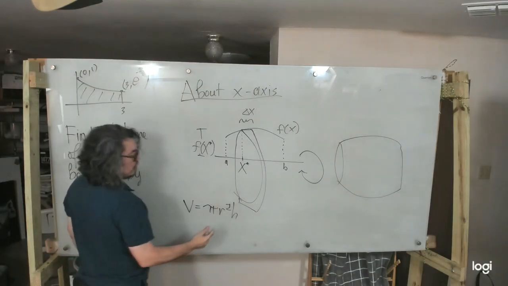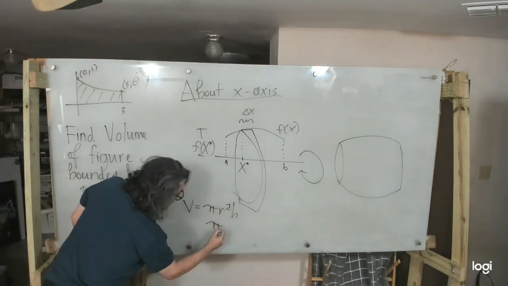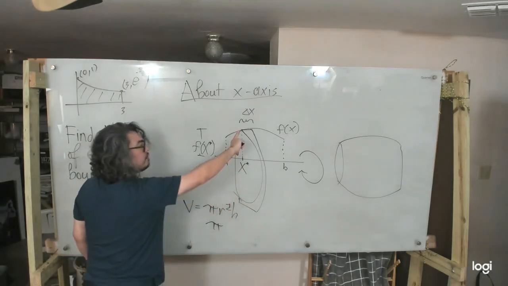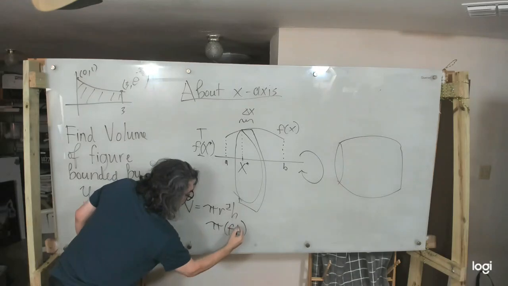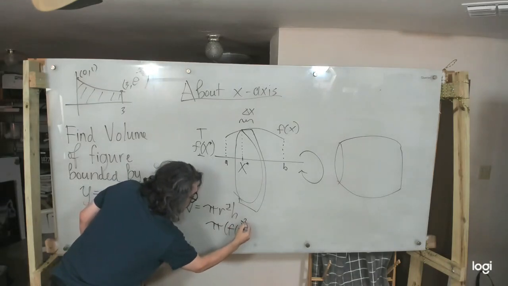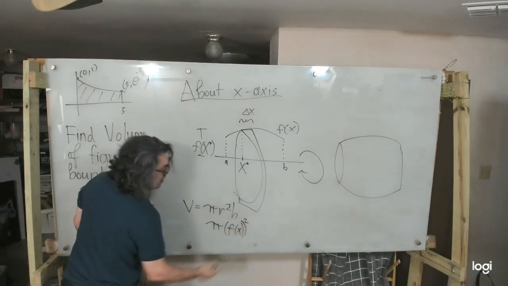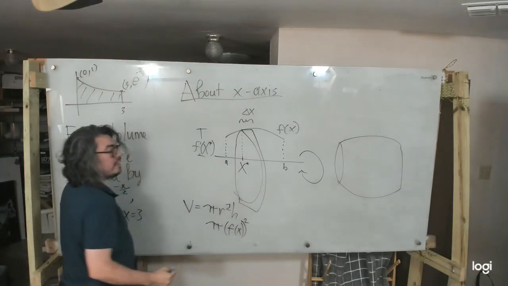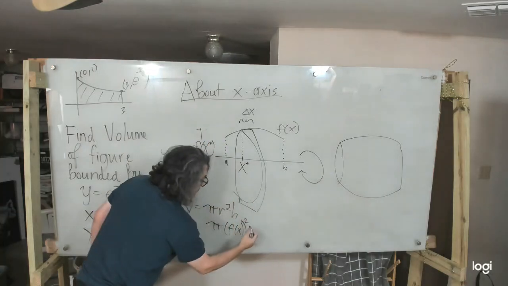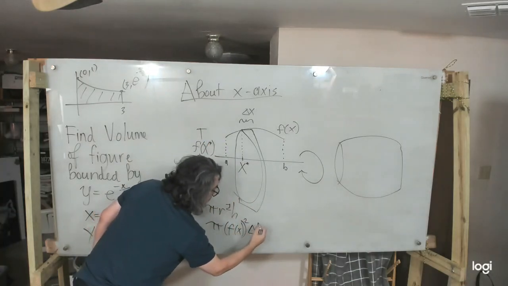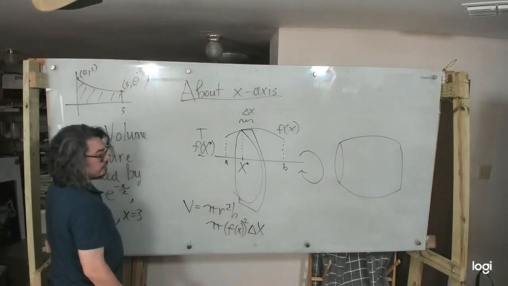In this case, our pi stays as is. Our radius is the f of x star. So we're going to be putting f of x star squared. And then the h, in this case, this cylinder, as you can tell, is kind of lopsided. It's on its side, it's tilted. But we can see that that height will be delta x in our picture.